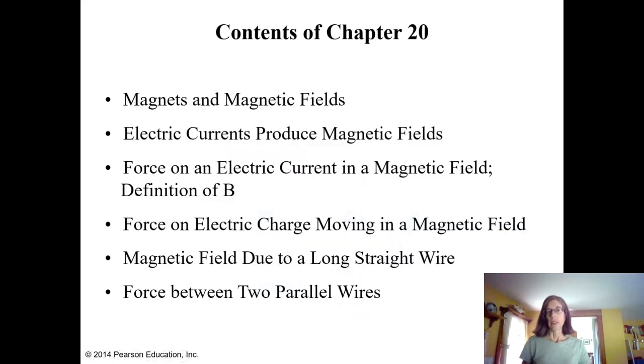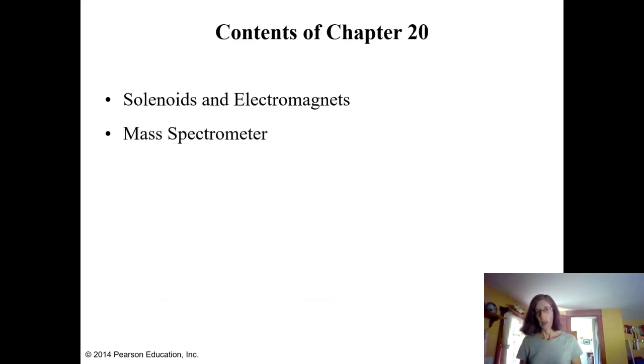So we'll talk a little bit about magnets, magnetic fields, what happens to currents that produce fields, how we define magnetic fields, and that we use this term B for magnetic fields, what happens when you've got electric charges moving, what happens to the field if you're on a long wire, and then what happens between, say, 2 parallel wires. I'll just briefly introduce solenoids and electromagnets and talk about mass spectrometry, which is used quite often in chemistry as an analytical tool for the identification of compounds.